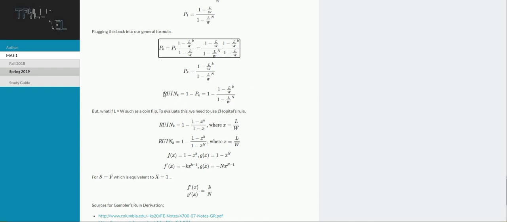And then if we want ruin, we can just do 1 minus that quantity. So, at this point, this is actually a formula that pops up on other MAS1 past exams. I'm not sure if it's in spring 2019 or not, but this is a formula you need to know. So even though that's not going to be relevant to this specific problem, this is definitely something that needs to be memorized. And again, this is just probability of ruin for an unfair game.